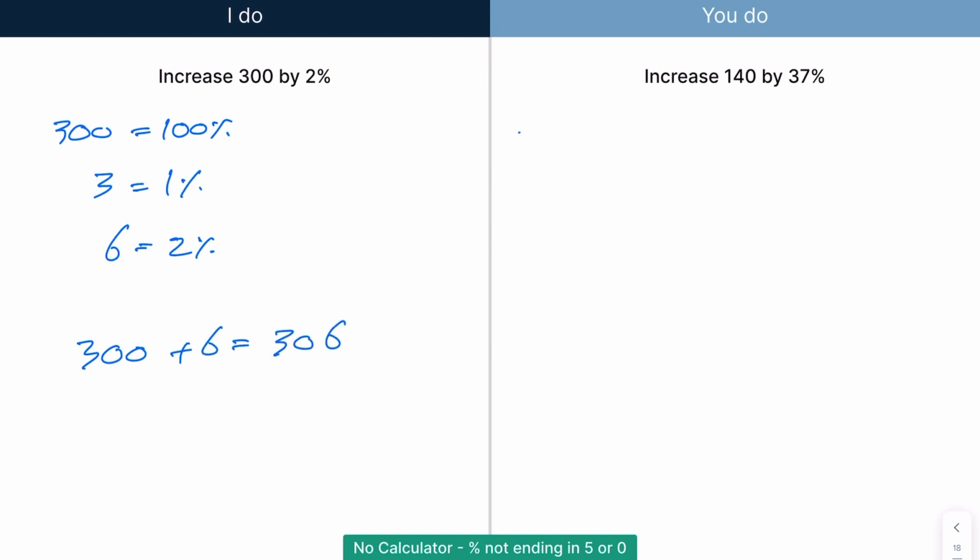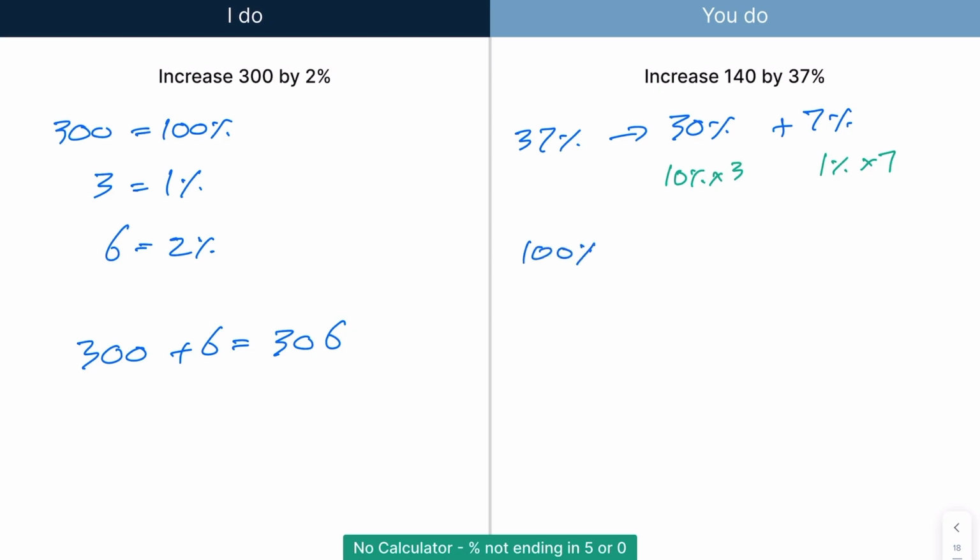And on the right, we've been asked to find 37%. Now with 37%, I would find 30% and 7%. And the way I would do that is find 10%. So if I just use a different color, find 10%, times it by 3. And here I would just find 1% and times it by 7. So let's have a look.